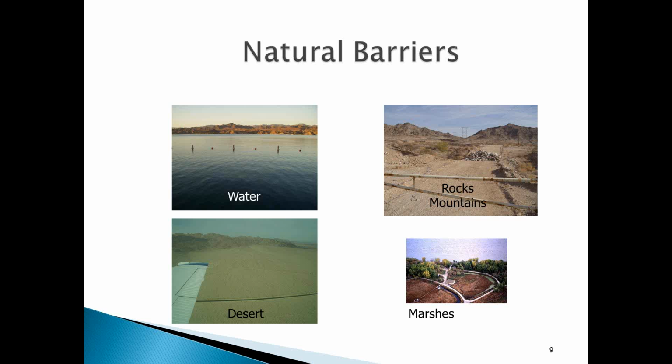Desert, you probably don't want to use animal barriers such as canines in the desert. They don't do too well. They don't last too long. So everything has a strength and a weakness, so you need to look at it. Marshes, the only thing I can say about marshes is they breed mosquitoes, so be aware of that.